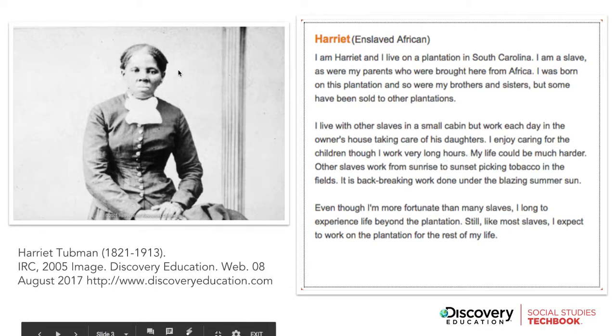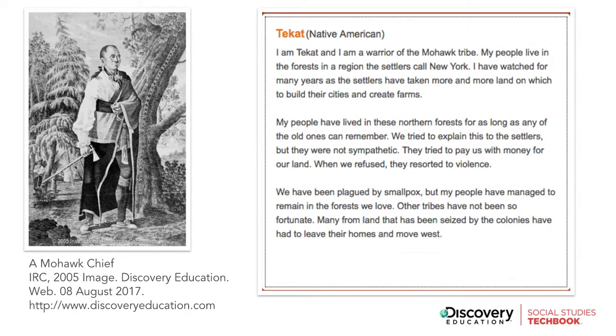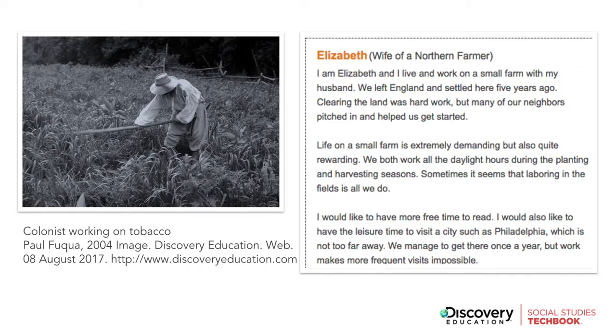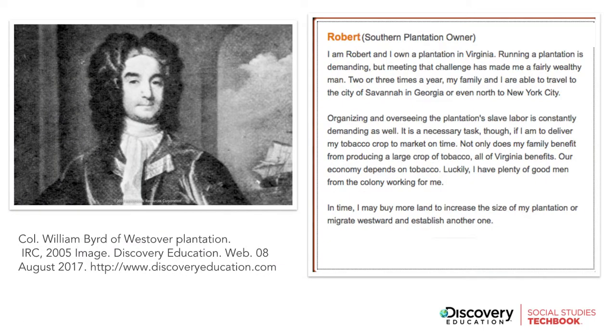And then I went into Discovery Education and I found primary source material that matched up. So no longer are they cartoons. I actually tried to find, to the best of my abilities, pictures or real life artifacts that matched up with the person. So Harriet Tubman, Tea Cup the Native American, a picture of a colonist who you can't really tell if it's a female or male. I needed a wife of a northern farmer. That's a pretty specific ask inside the textbook that I couldn't find, so I fudged it a little bit here. And then Robert, a southern plantation owner.